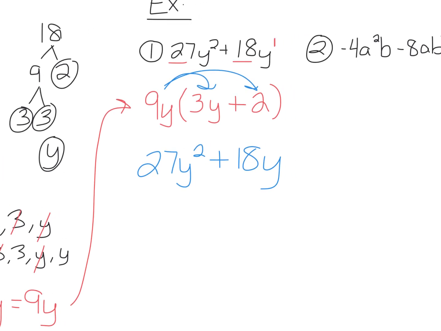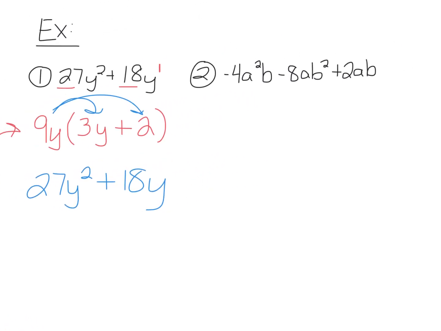Okay, let's look at number 2. Now, sometimes the numbers are going to be really big where you have to use the factor trees, okay? But on number 2, do we need to go to a factor tree? No, right? Because they're smaller numbers. What's the greatest common factor of 4, 8, and 2? 2, right? Because 2 goes into both. Let me switch my number.